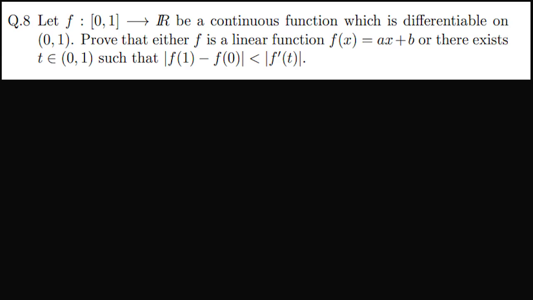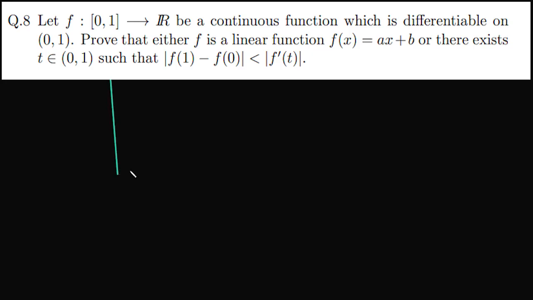Now coming to this last question, we are given a function f which is defined on 0 to 1 to R, and it is a continuous function which is differentiable on 0 to 1. Now prove that either f is a linear function or there exists t in the interval 0 to 1 such that f1 minus f0 is less than f dash t.